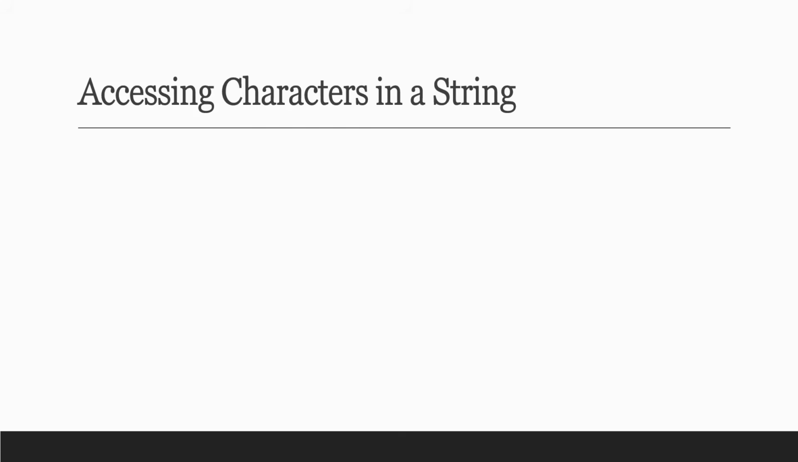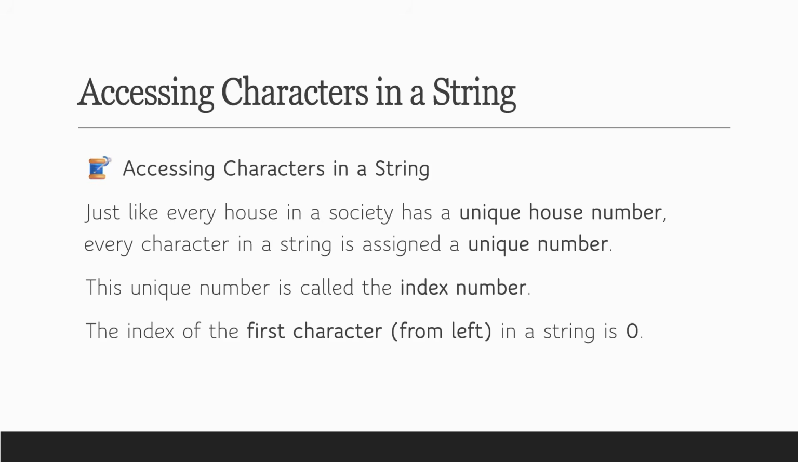Accessing characters in a string. Just like every house in a society has a unique house number, every character in a string also has a unique number. This number is called the index number. In Python, indexing always starts from 0. So, the first character of a string has index 0.